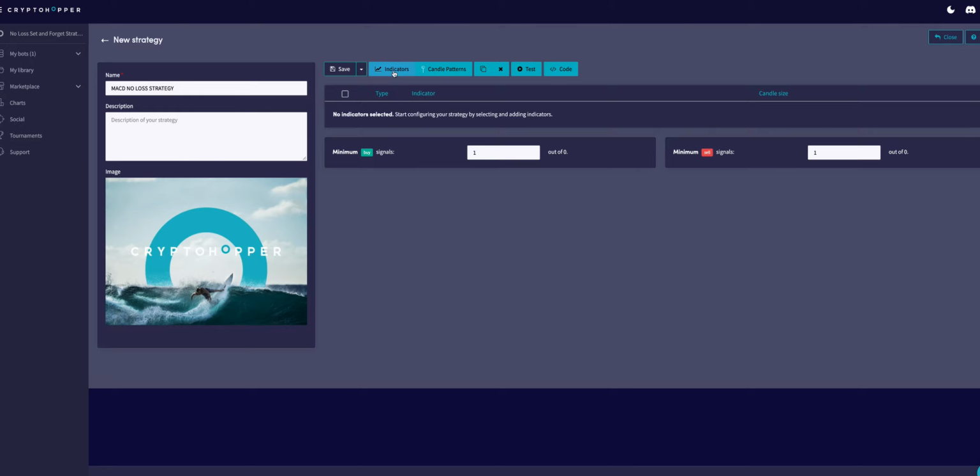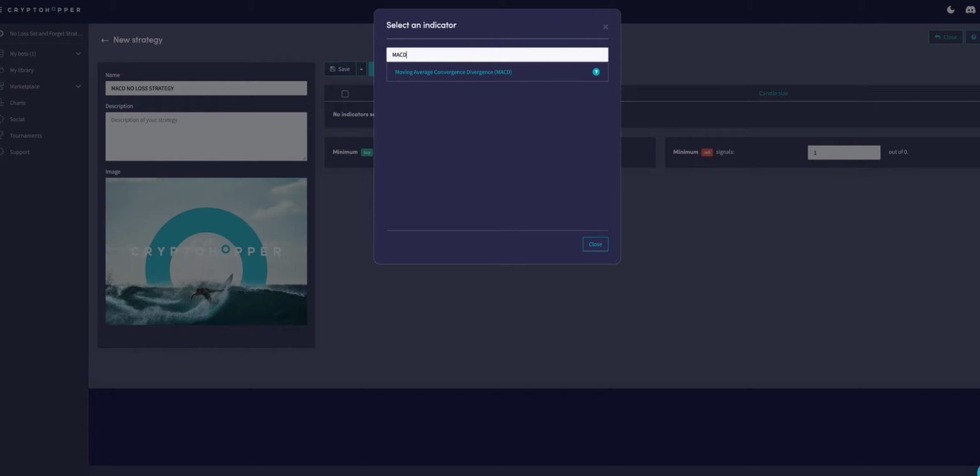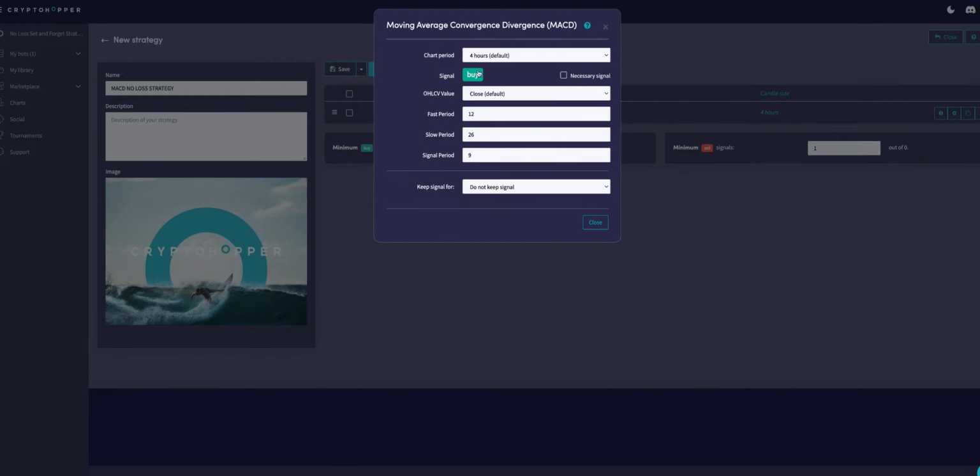But now what we're going to do is we're going to add some indicators. So the first one we're going to add is the MACD indicator. So we want to make sure that this signal is a required signal for your token. I'm actually going to move this to the daily and move this lower to 6 and 13. And this is going to be a necessary signal, okay?